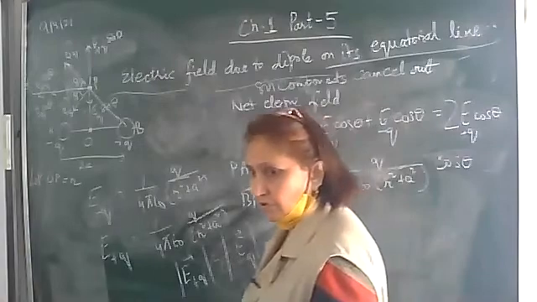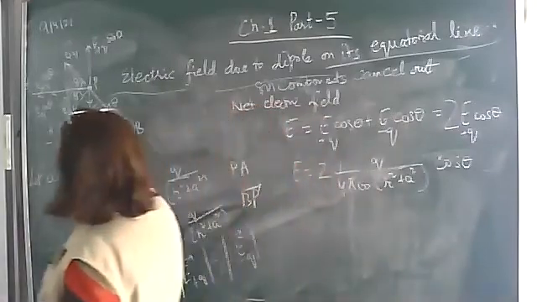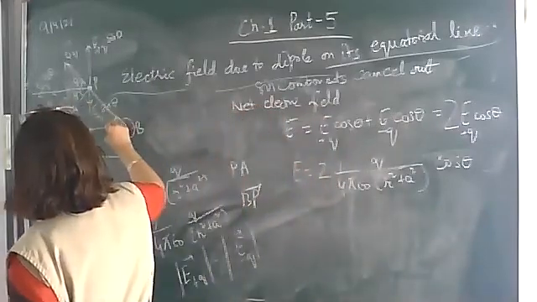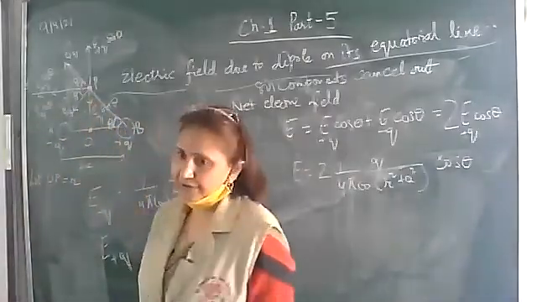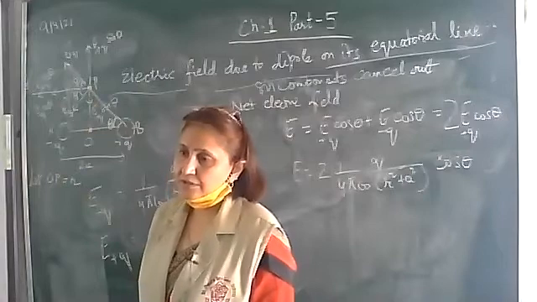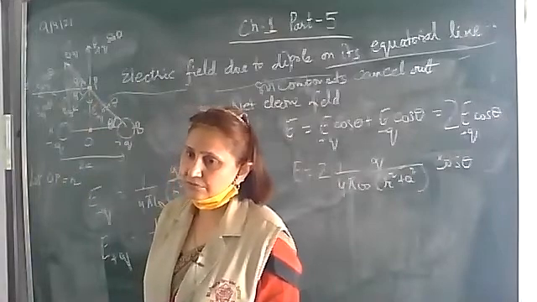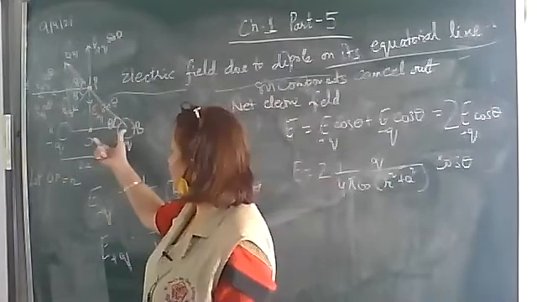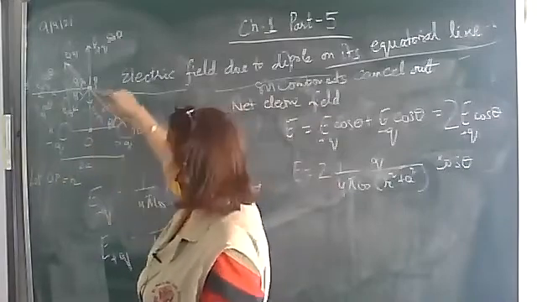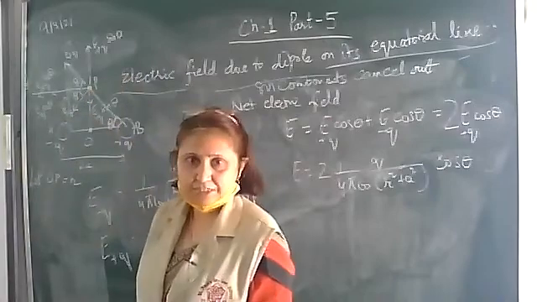Now let's find out cos theta also. If this angle is theta, this angle is also equal to theta. From this triangle POB, can you find cos theta? Cos theta equals base upon hypotenuse. Base is how much? A. Hypotenuse is how much? Under root R square plus A square.